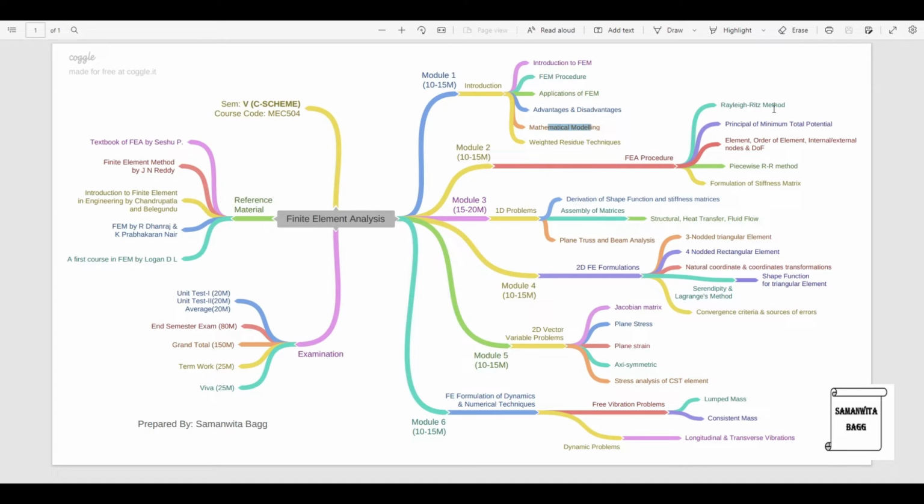RR method is the weak form method, wherein you reduce the power of the given differential equation. So it is called as a weak form method. And here you're going to solve it by using two techniques. One is called as one parameter method and the other is called as two parameter method.